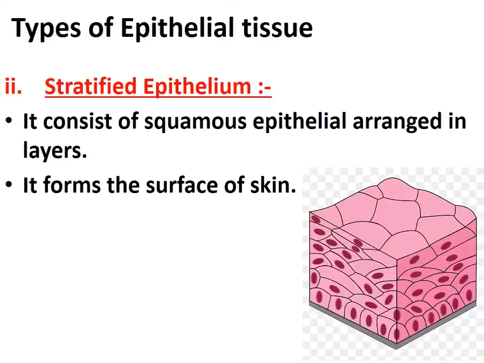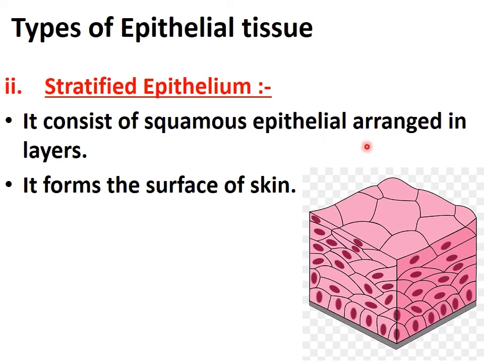Now my dear students, let's come to the second type of epithelial tissue, and that is stratified squamous epithelium tissue. Now in this type of tissue, as I told you, the squamous epithelial tissue in which the cells are flat and thin and arranged end to end, many squamous epithelial tissues are arranged in layers and it forms the stratified epithelium tissue. And basically it forms the surface of skin.